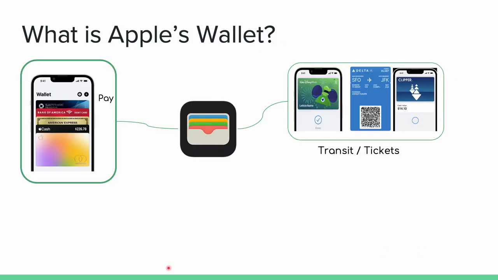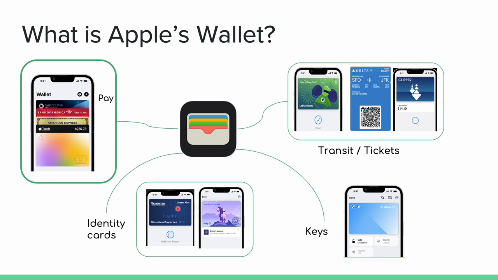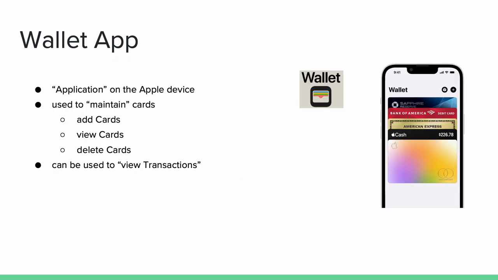In the actual physical wallets that we carry, we usually have one or more payment cards, or we also carry transit cards or tickets. Apple's wallet app provides a mechanism where these can be stored digitally and then we can use them. Many of these physical payment cards and transit cards use NFC technology, which is also available on the Apple device, using which we can perform these transactions. In addition to the payment card and transit cards, Apple's wallet app also provides a mechanism to add identity cards and our car keys, etc.